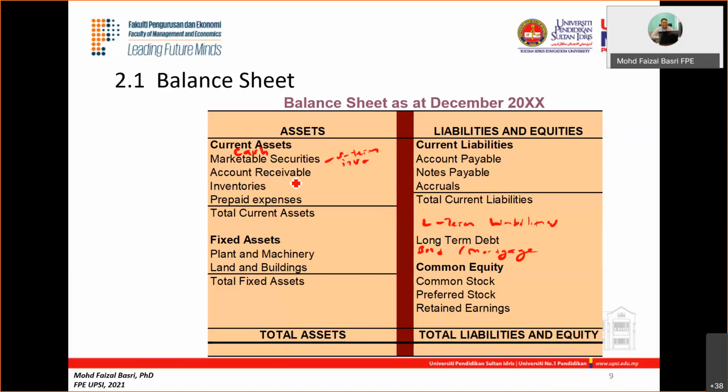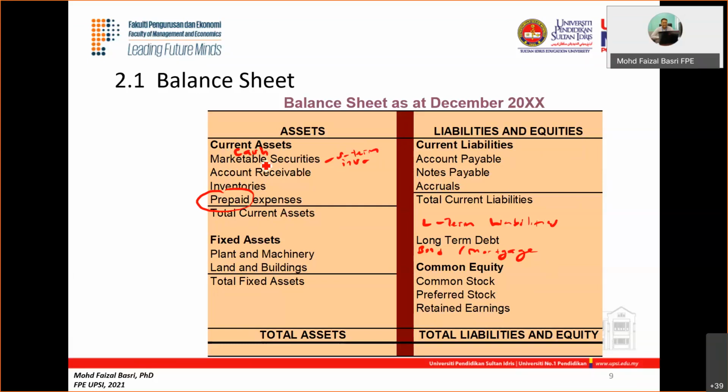Accounts receivable, amount owed from customers to us, the inventories, okay, the stocks, and then the prepaid expenses, I gave the example, the rental that you pay upfront. Okay, see the word prepaid, just imagine your mobile phone. If you have prepaid, you pay earlier and then you use until its limit and then you reload next month, for example. So that's prepaid. You pay first, then you utilize it. Whereas a bill, you use it first and then you pay it later. That's a bill, right? So that's accrued.